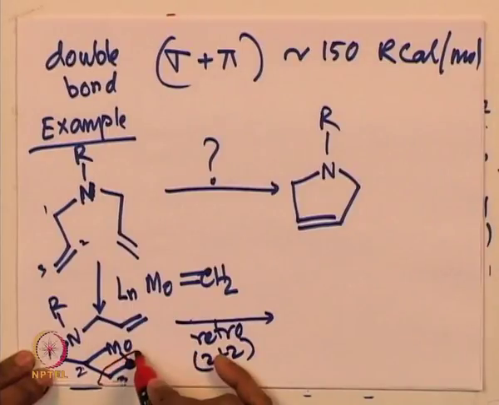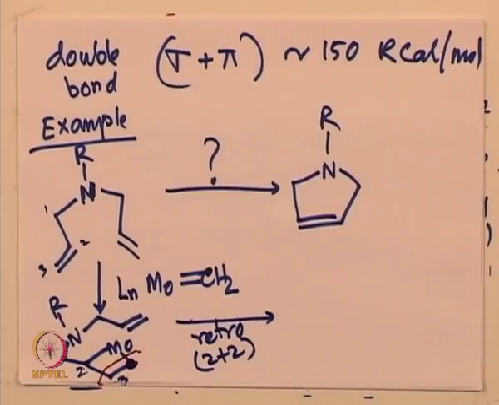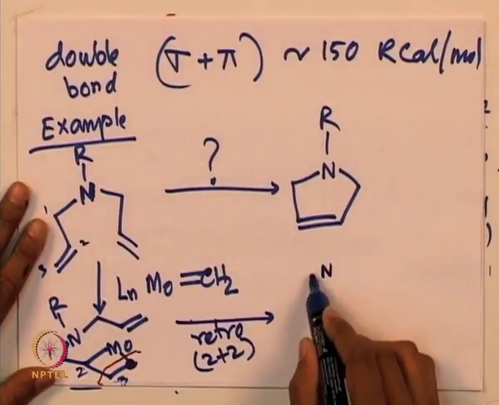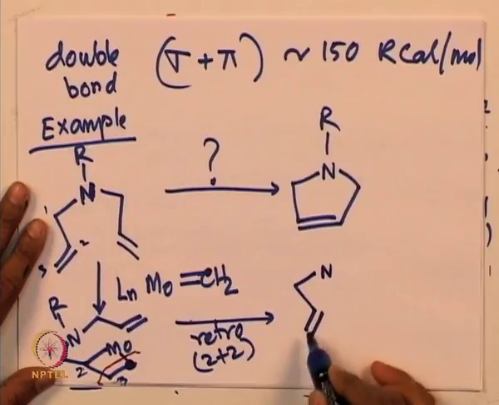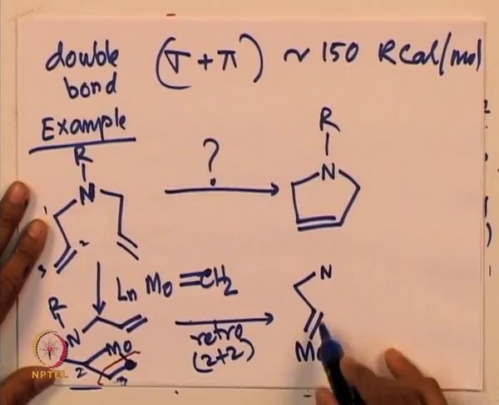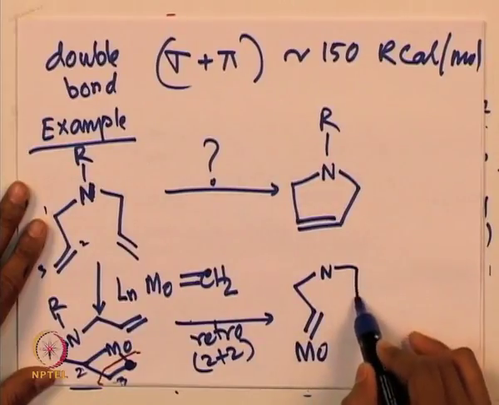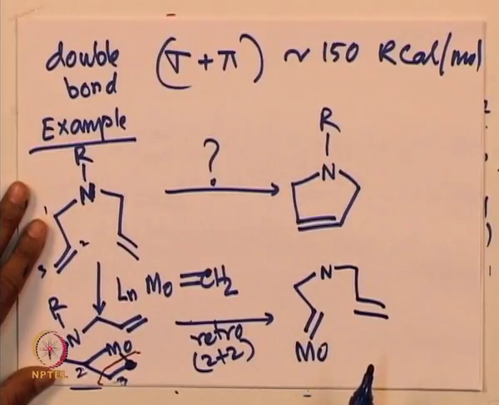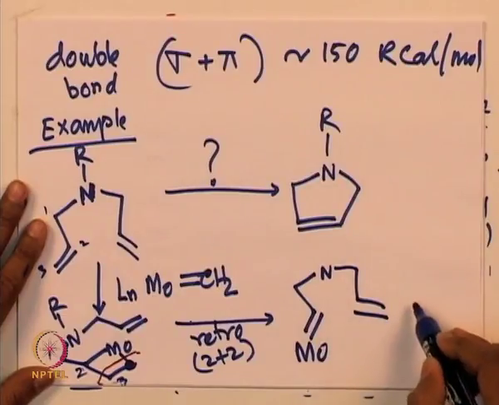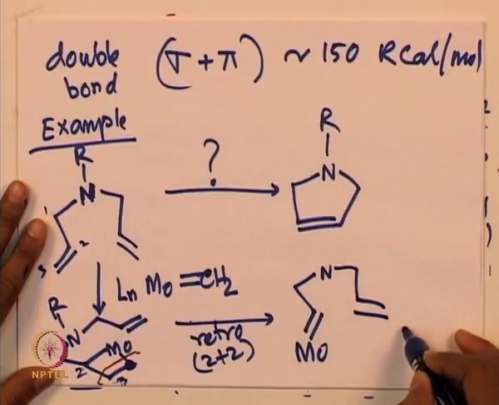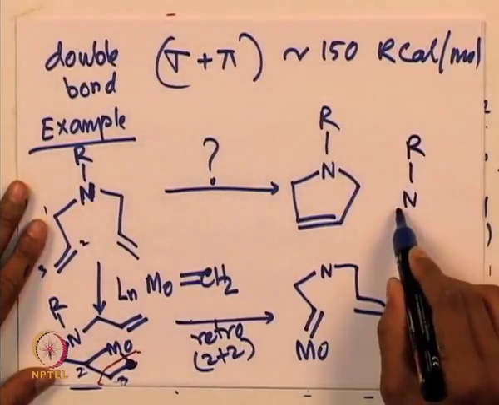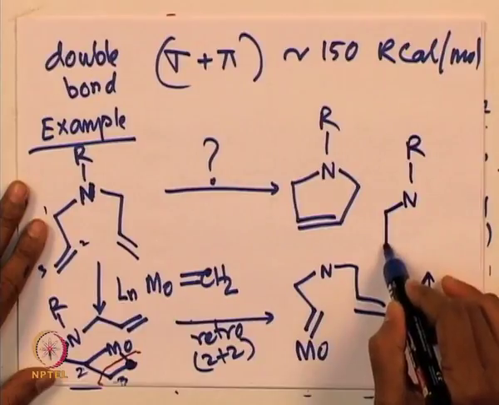So, this part will go out. Overall, you will get this molybdenum carbene now getting into the organic substrate directly. So, you have molybdenum attached or inserted into the substrate itself, and once you are able to insert that, you should be able to get a very good reaction subsequently to give you an intermediate which will lead you to the final product formation.